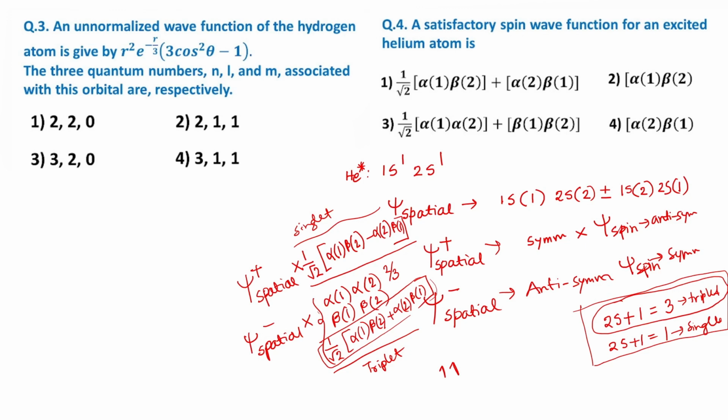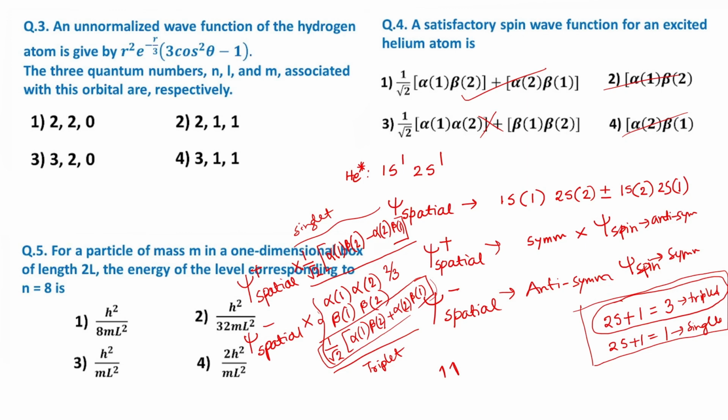Yes, okay, got it. So now, what would be the answer here? A satisfactory spin wave function for an excited state helium atom. Obviously it cannot be alpha 1 beta 2, right? Yes, because you can't distinguish. So this is not alpha 2 beta 1. This will not be the answer. The first one, and the second one is also not.